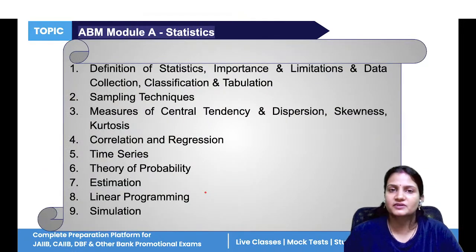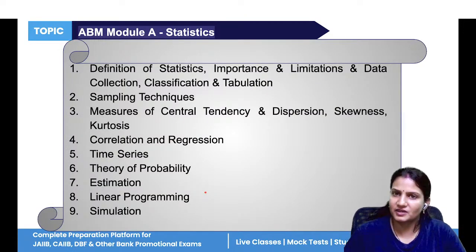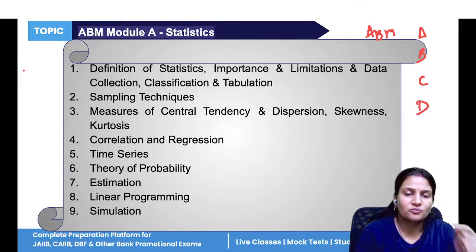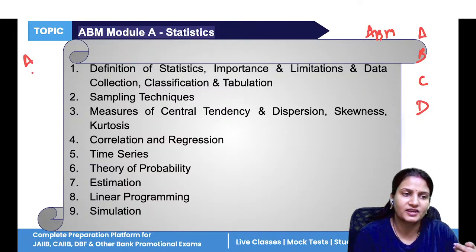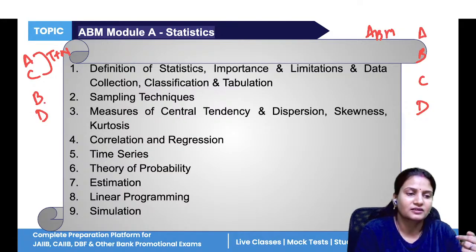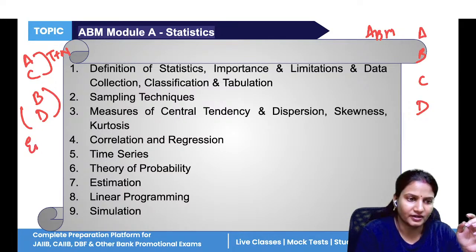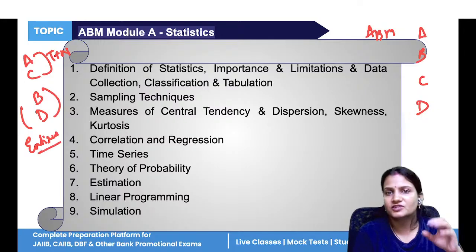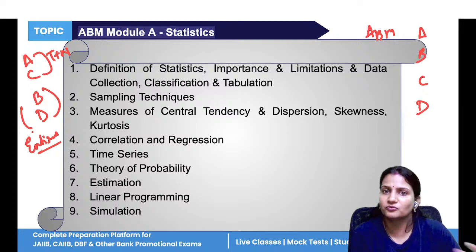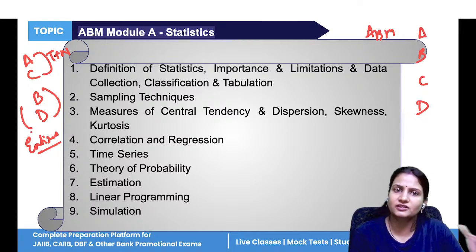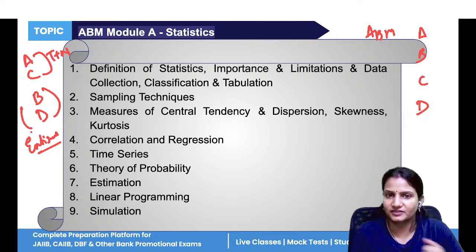Now, let's talk about the syllabus. There are 4 modules in ABM: module A, B, C, and D. In ABM, 2 modules are a mix of theory and numerical: module A and module C. Module B and module D are entirely theoretical. Remember, for the modules which are entirely theoretical, there are high chances that case study questions can be formed from them, because it is entirely theoretical, so case studies can be formed easily.